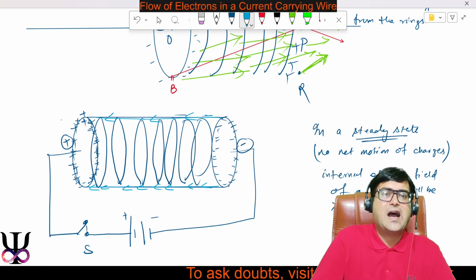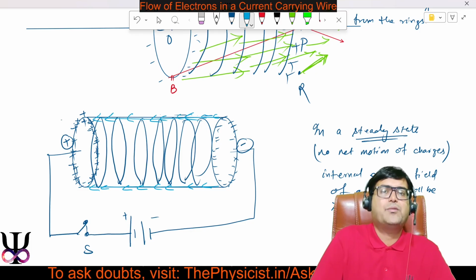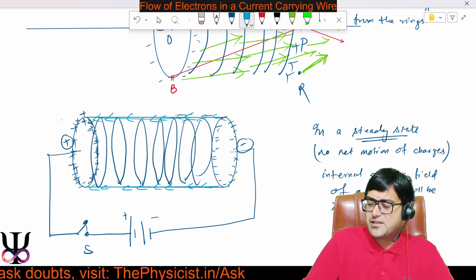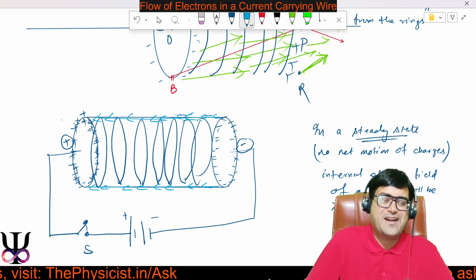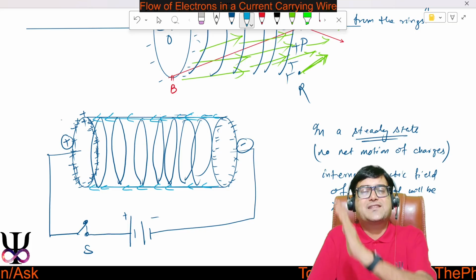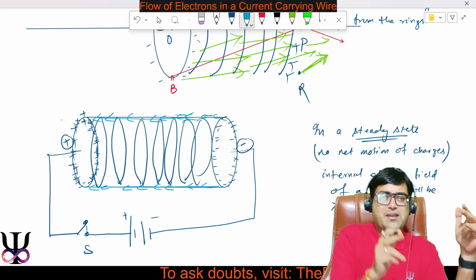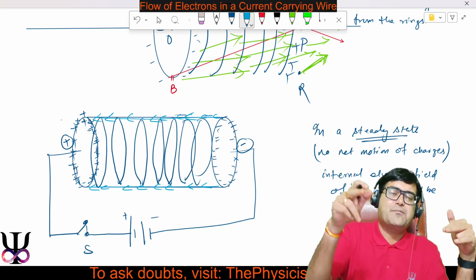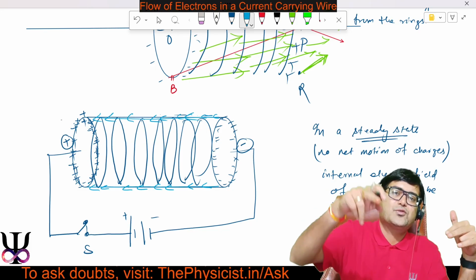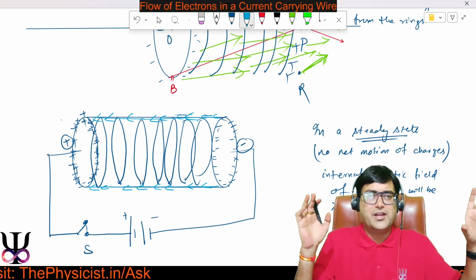However, the imbalance cannot be removed as long as there is a battery, right? As long as the battery is connected, the imbalance cannot be removed. Why? Because whatever amount of electrons just moves to the left, immediately the battery is going to replenish the same amount of electrons to the right-hand side, right? So basically this flow will continue on the surface.